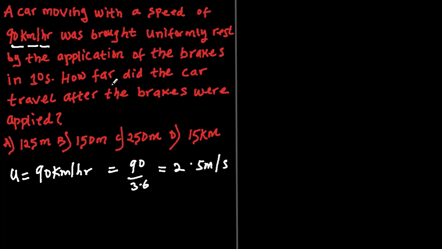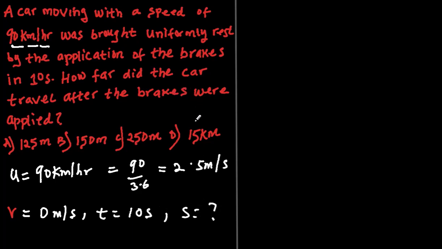The car was brought uniformly to rest by the application of the brakes in 10 seconds. So final velocity V is going to equal 0 because it is brought to rest. And then in how many seconds? T is 10 seconds after the brakes were applied. How far did the car travel? So we are looking for distance.